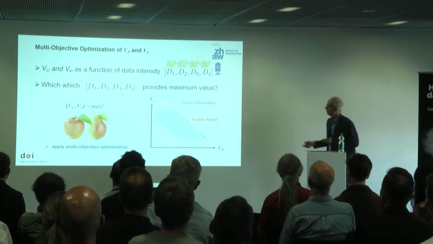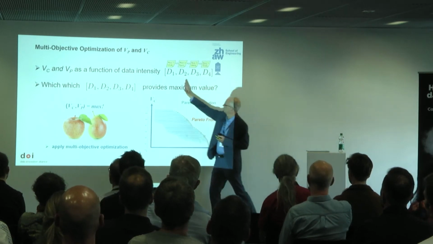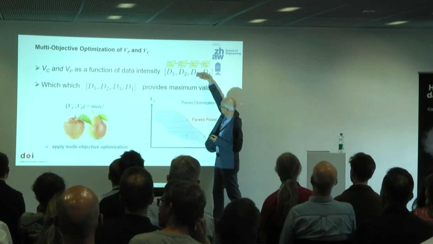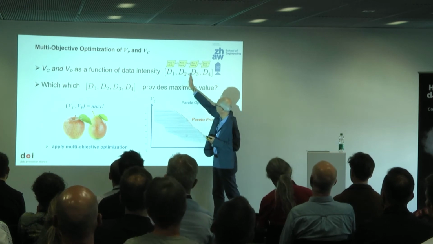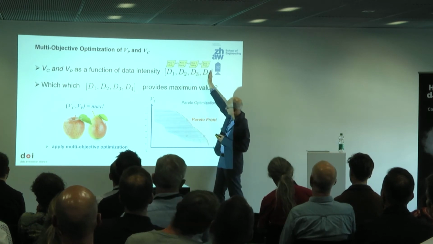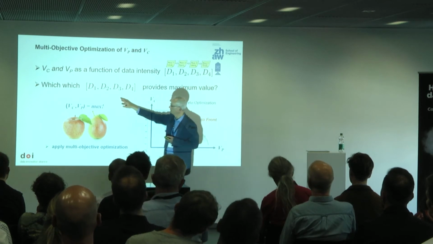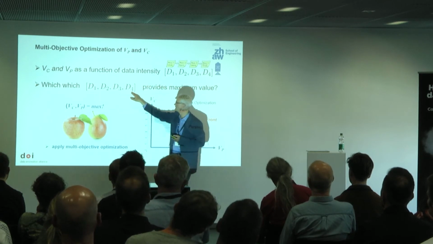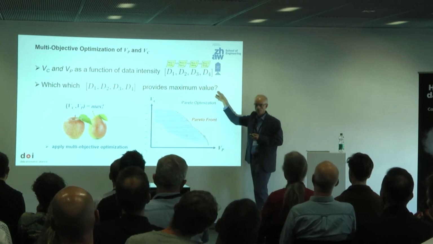Now we have the topic here. We have these data intensities, meaning the layer on that, how many services we apply per step, T1 to T4, across these phases. And the question is: which vector, D1 to D4, provides maximum value?